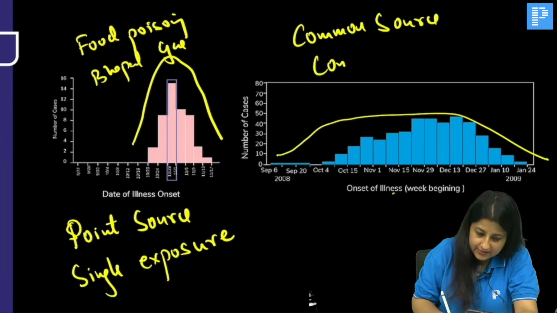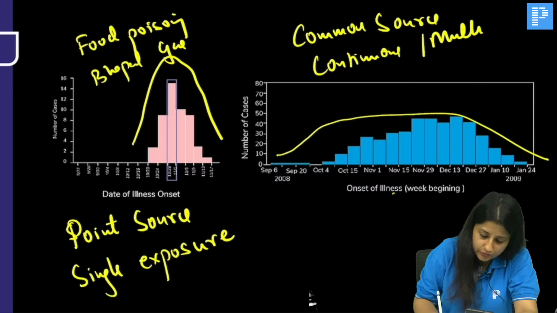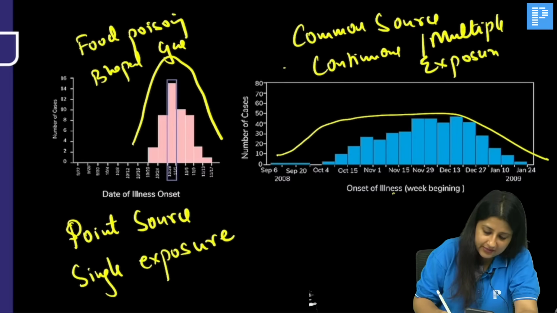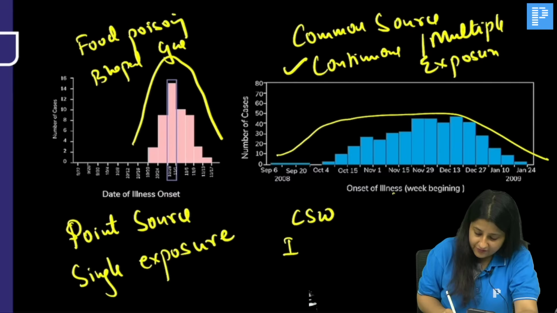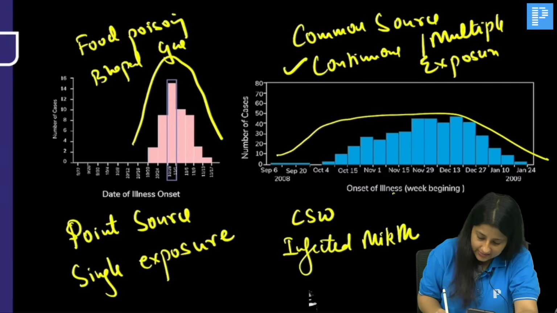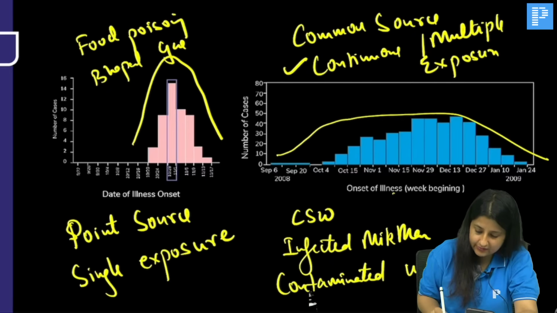Common source continuous exposure. Okay, common source continuous, or you could also call it multiple exposure. More important, we are going to go with continuous. Questions that will come: commercial sex worker, infected milkman, and the last one, contaminated milk, contaminated well. Okay, all these three are the examples.